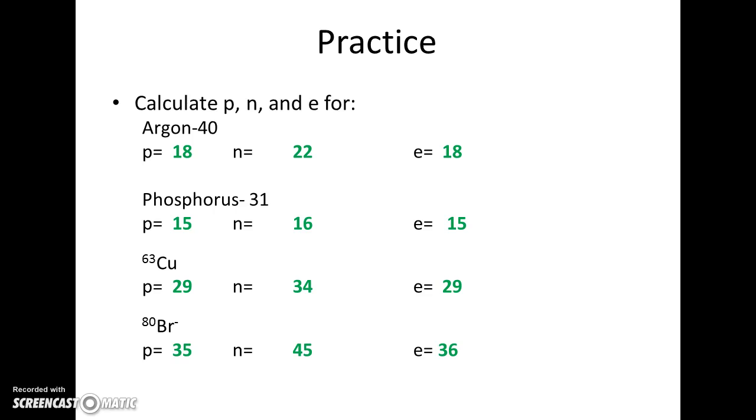Okay, check your work. Hopefully you got all of these right. Now notice that since bromide has a negative charge, that means it's gained an electron, since electrons are negatively charged.